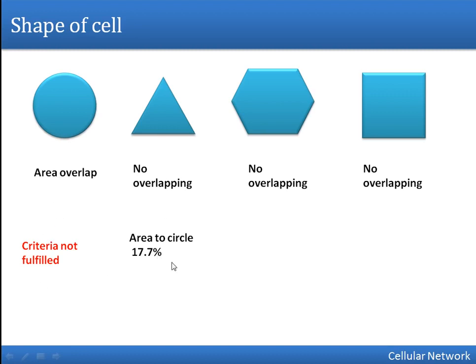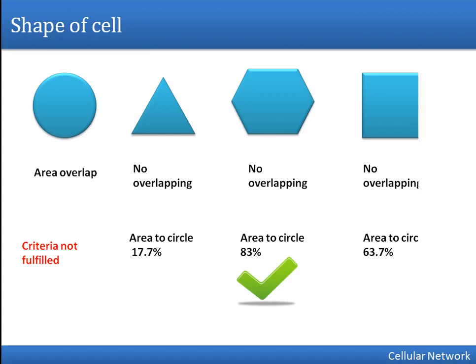So we are considering the area of the shape as compared to a circle. This triangle can cover this percent of the area of that circle. Hexagonal can cover 83 and square can cover 63. So a hexagonal shape, if used to represent a cell, can cover maximum area. That's why the hexagonal shape is selected to represent a cell.